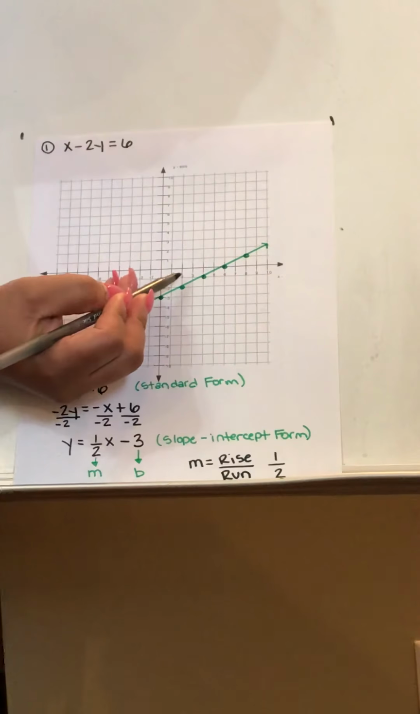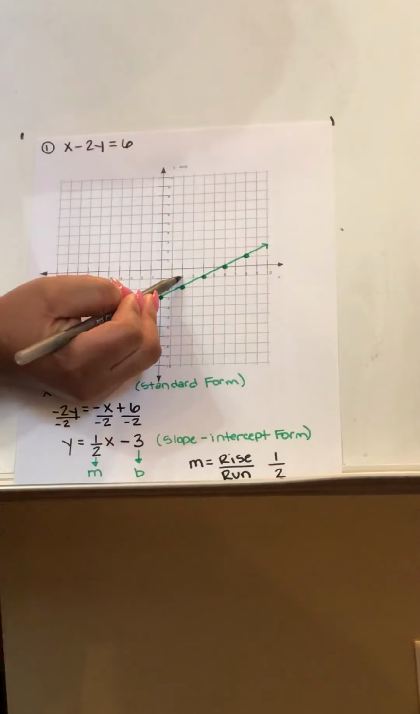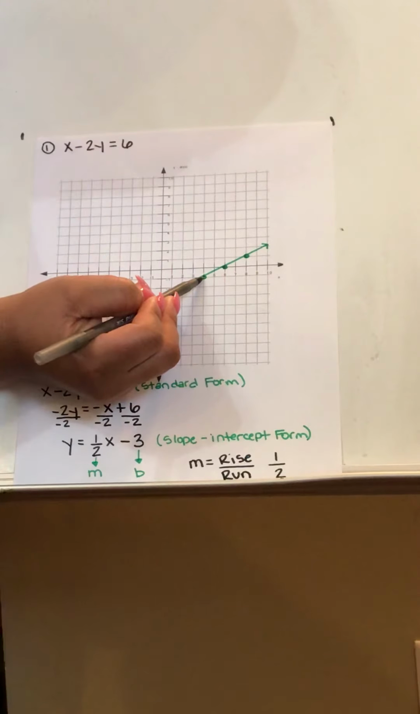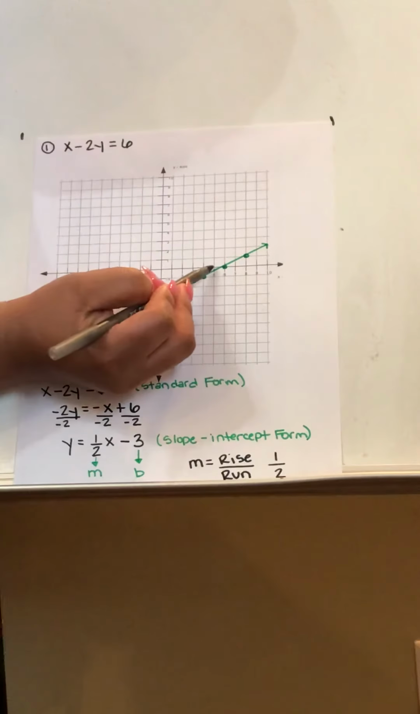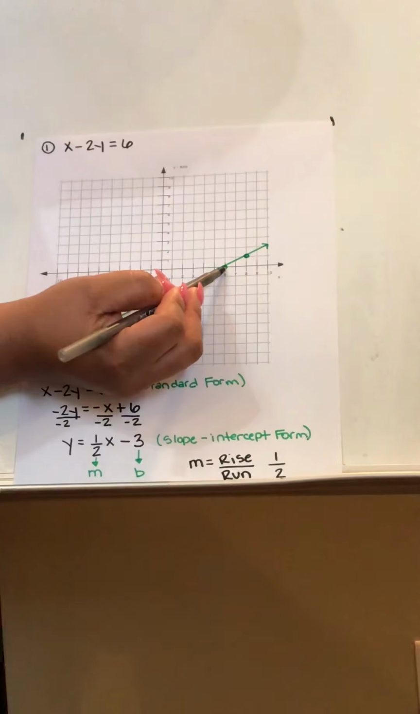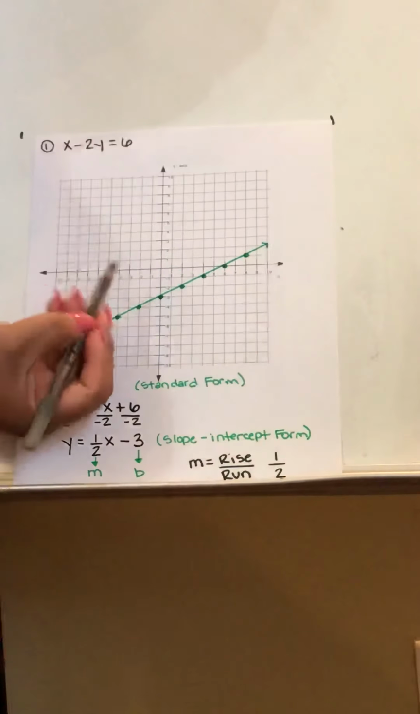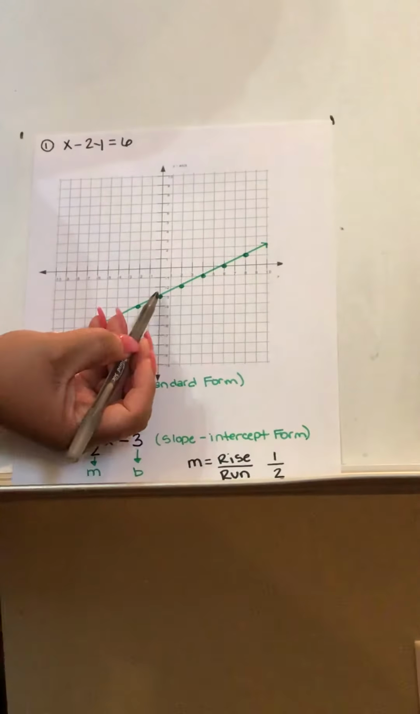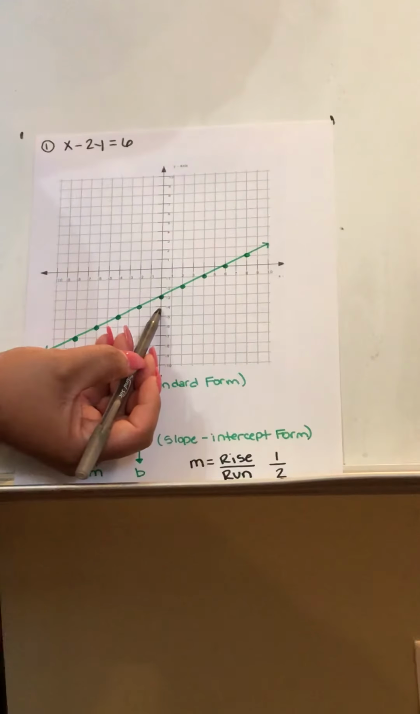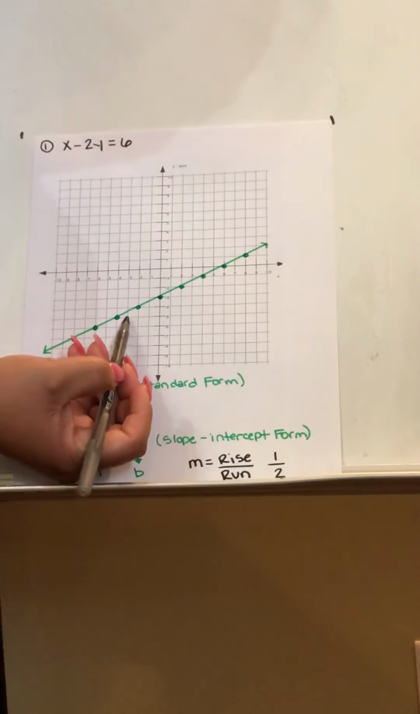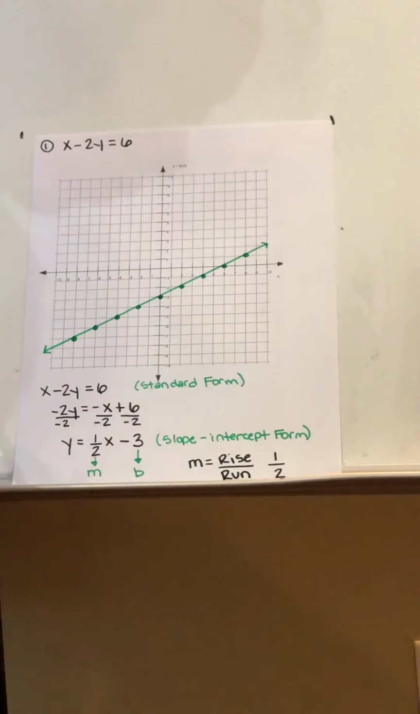Do it again. Go up 1 line, and over to the right 2 lines. 1, 2. Do it again. Go up 1 line, over to the right 2 lines. That's how I continuously make my points that are going up. To make the points that are going down, I would simply go down 1 and to the left 2. Down 1 and to the left 2.